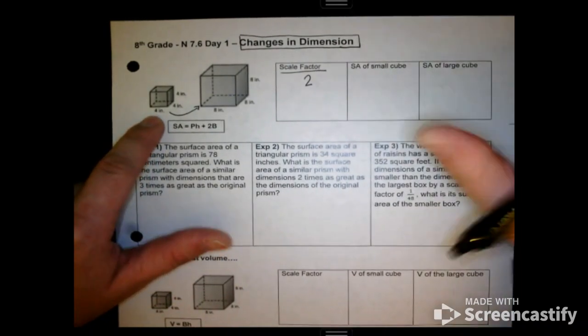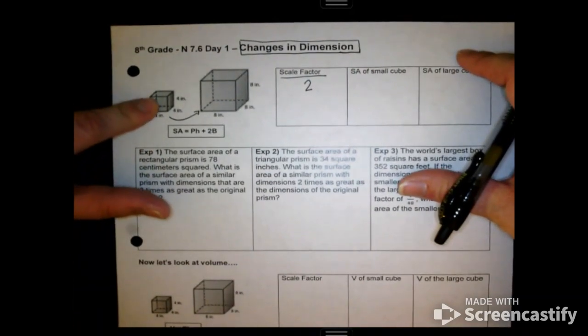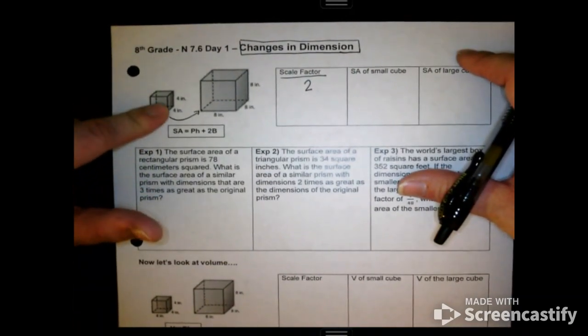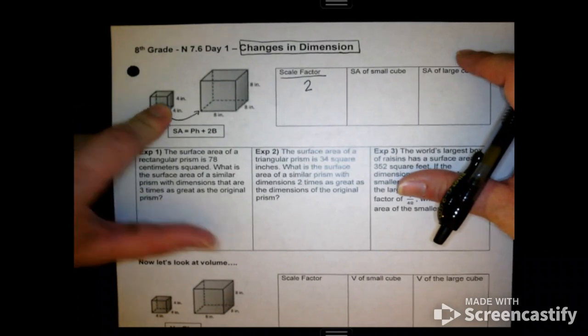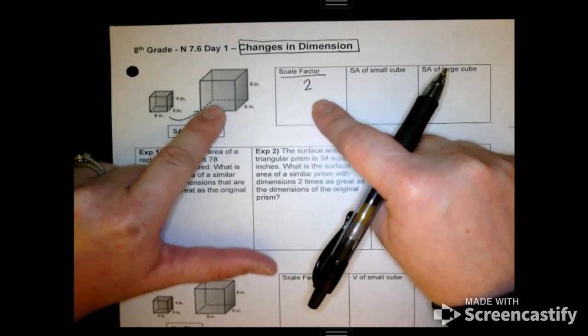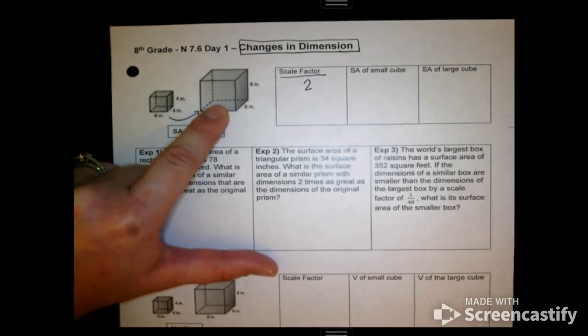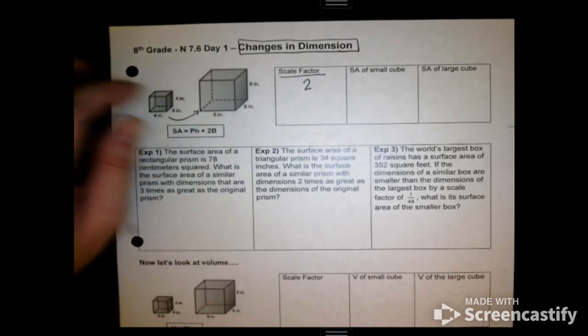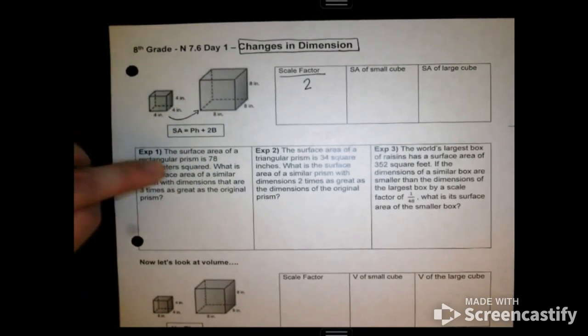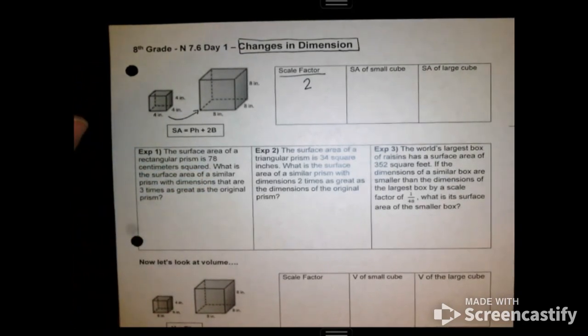So let's say, and I'm just making this number up, that the surface area of this was 20. My scale factor is 2. What do you think the surface area of this would be? 40. No. That is the most common misconception with this, is that they see the scale factor and they want to just use the scale factor.